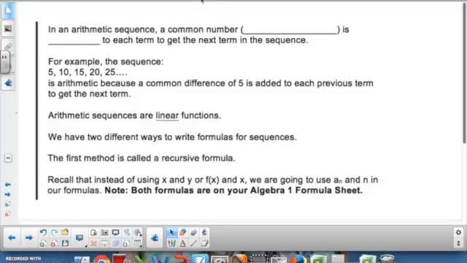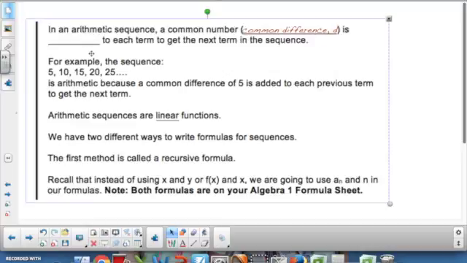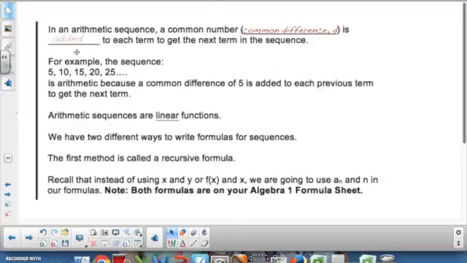All right, so in an arithmetic sequence, a common number, which we call the common difference, and in formulas we use d for that common difference, is added to each term in the sequence. In order to get from one term to the next, you add this same amount. It should feel kind of like a rate of change or a slope, because it is that common difference, that amount that's changing each time.